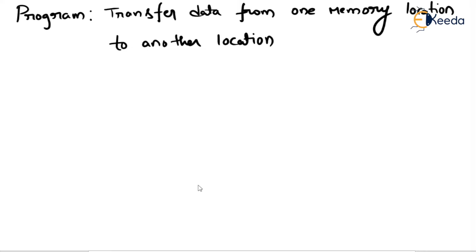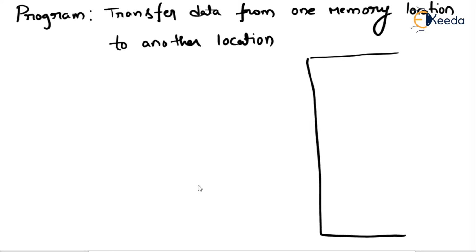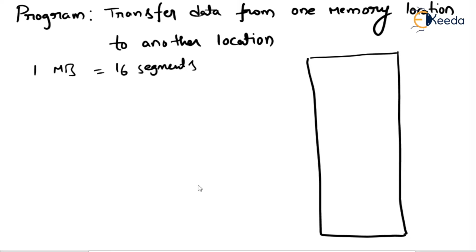In the 8086 microprocessor, how much memory is there? A number of times I told you, it is 1 MB. This 1 MB of data is divided into how many segments? 16 segments. Of these 16 segments, how many are we using? We are using only 4 segments. What are those? Data segment, code segment, stack segment, and extra segment.